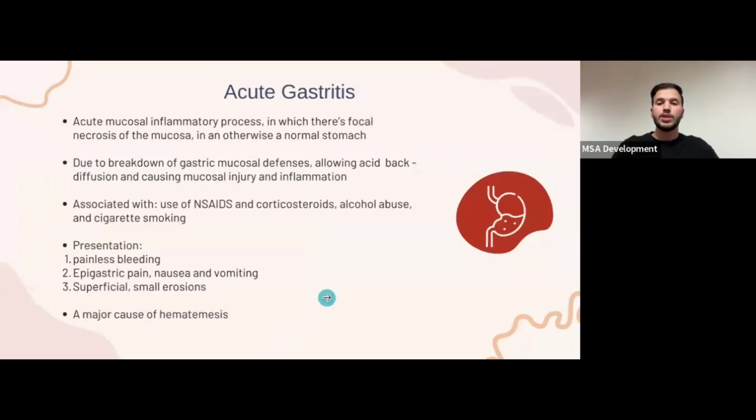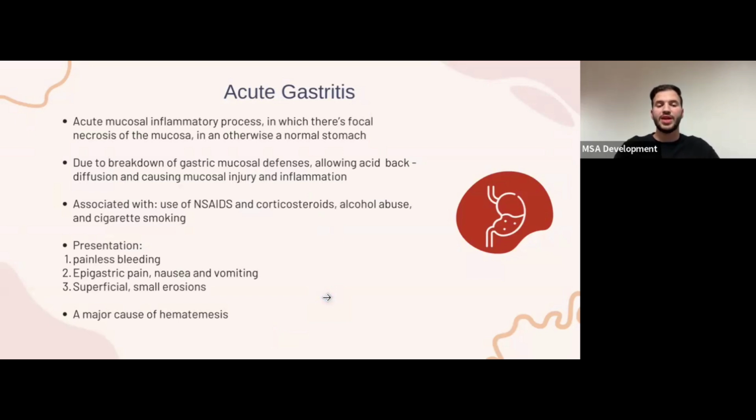Let's start with acute gastritis. What is acute gastritis? It's an acute inflammation process where we have focal necrosis of the mucosa of the stomach in a normal stomach. There's no chronic condition in it. Why does that happen?